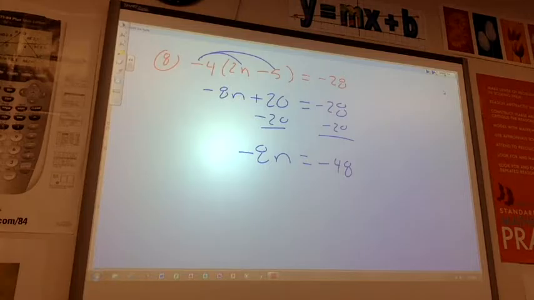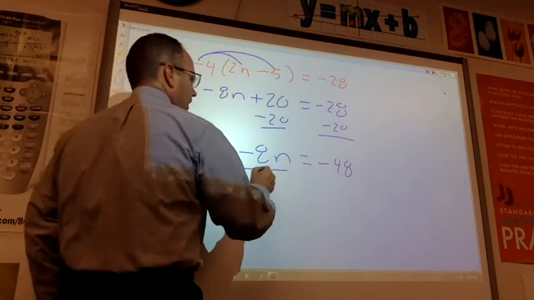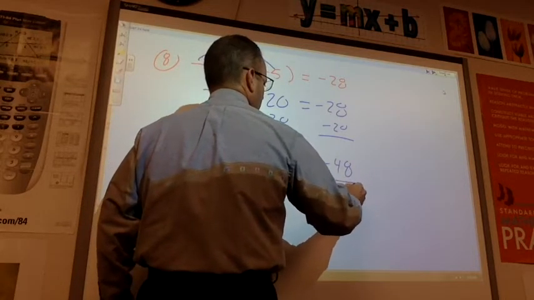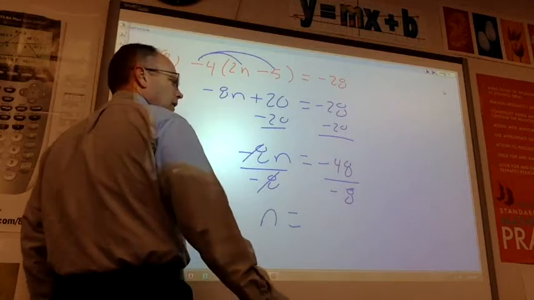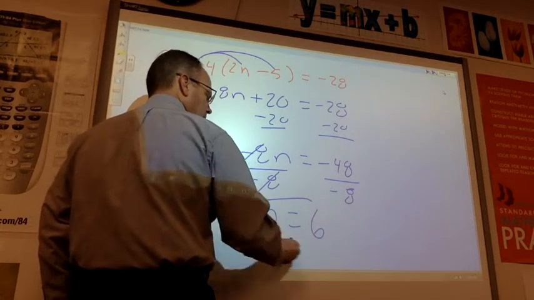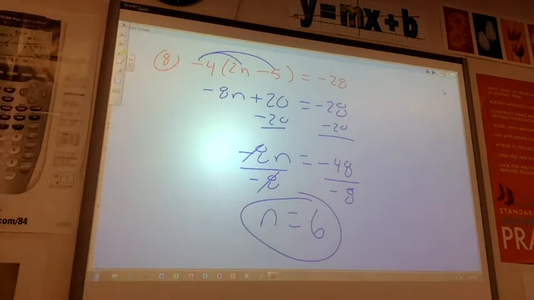What should I do to get negative 8 gone? Divide each side by negative 8. And a lot of times you're starting to deal with a whole bunch of signs. So I have negative over negative, which is positive. 6. So I got positive 6. Feel okay? Yep.